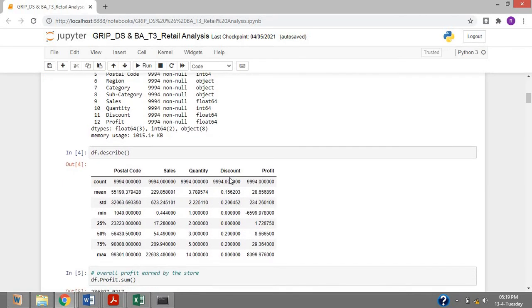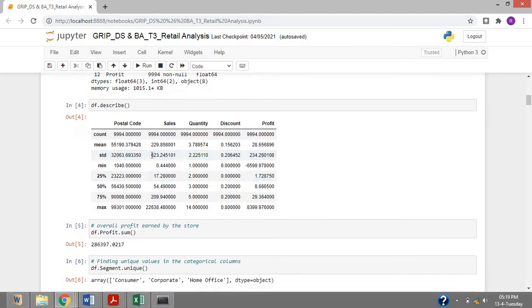Next, we apply the describe method on the data frame. The describe method works only on the numerical columns, and we can get some of the important statistical properties of the columns, like mean, standard deviation, minimum, maximum, and the quartile values. For the given data analysis, only sales, quantity, discount, and profit make sense, while postal code doesn't make sense here.